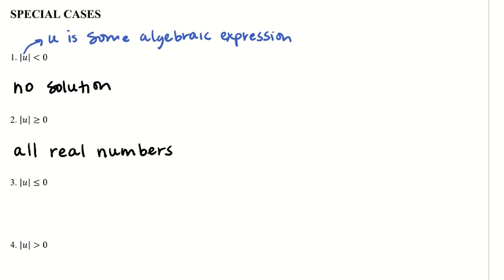When I think about the absolute value of u is less than or equal to 0, well, I know that it can't be less than 0. Less than 0 is impossible. So this really just breaks down to the case where the absolute value of u is equal to 0, which we said last time only happened when the thing that we were taking the absolute value of was 0.